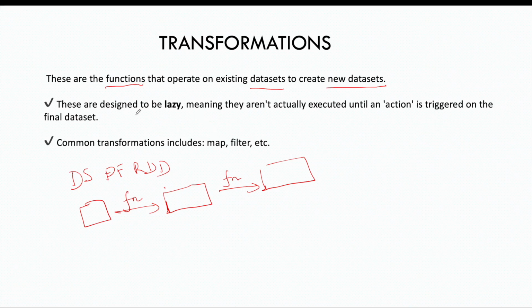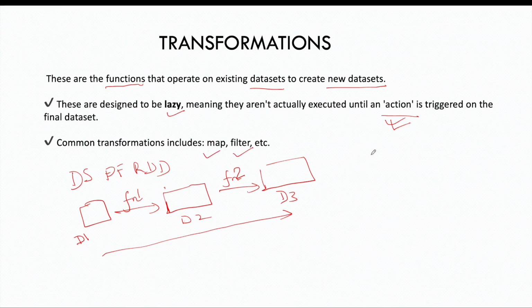Now, there are a couple of points here. They are designed to be lazy. Lazy means, let's say this was our original dataset D1, this is D2, and this is D3. Now let's say you apply the transformation fn1 and then you apply the transformation fn2. They won't be invoked immediately, and D1 to D3 won't be immediately calculated. It will be executed only when an action is triggered. What exactly an action is, we will see in the next section. So just remember that while we are applying the functions or transformations, they are lazy; they do not get immediately executed. Some of the transformations are map and filter.